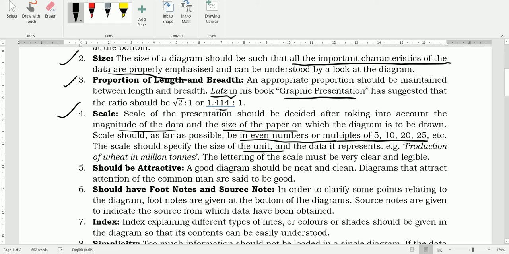Then the lettering of the scale also must be clear and legible. You must use, most of the time, capital letters, block letters for that.